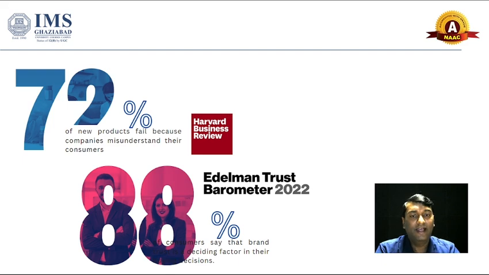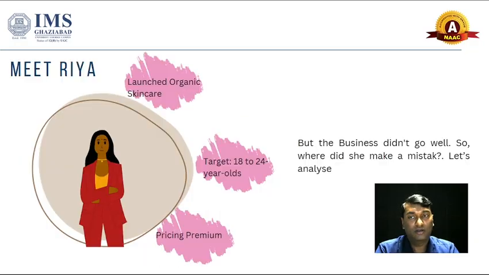On the other hand, the Edelman Trust Barometer 2022 says that customers consider the brand a deciding factor in their decision to buy goods. So you're not just buying a cold drink, you're buying Pepsi. You're not just buying a shoe, you're buying Bata. Brands have their own significance. Brands mold consumer behavior. So we understand that branding is one of the most important parts of shaping consumer behavior, but it's not all.